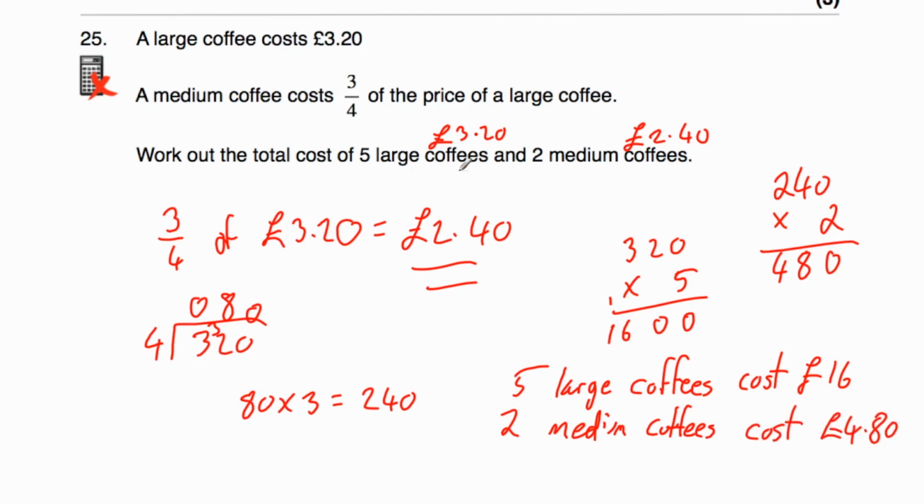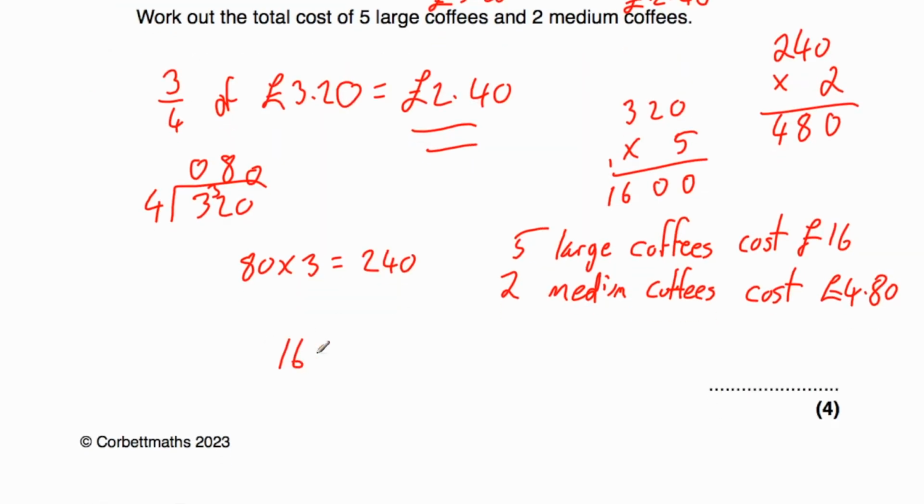So now to work out the total cost, we just need to add those two together. So we need to just do £16 plus £4.80. Well, 16 plus 4 is 20, so it's going to be £20 and 80 pence. So the total cost would be £20 and 80 pence, and that's it.